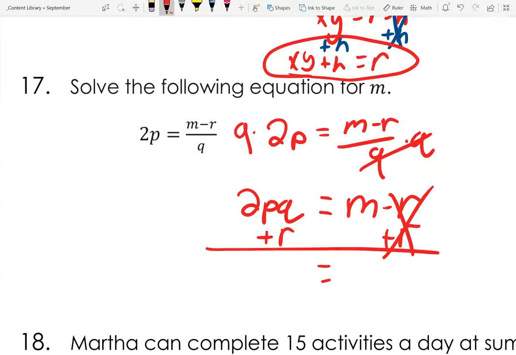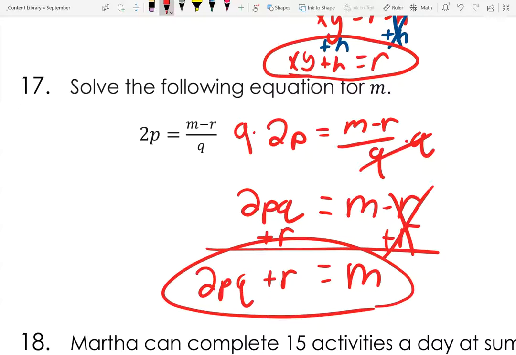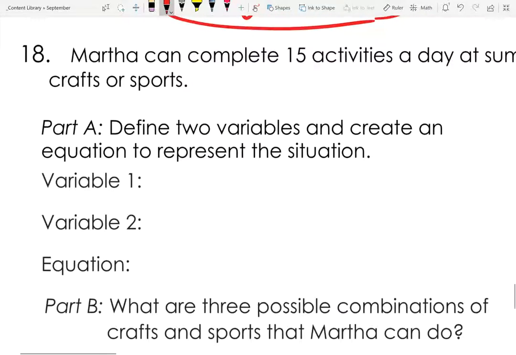We have, on the left, 2pq plus r, right? That's exactly what this says. 2pq plus r, and that's equal to m. We have done it. We've solved the problem. That is our answer.